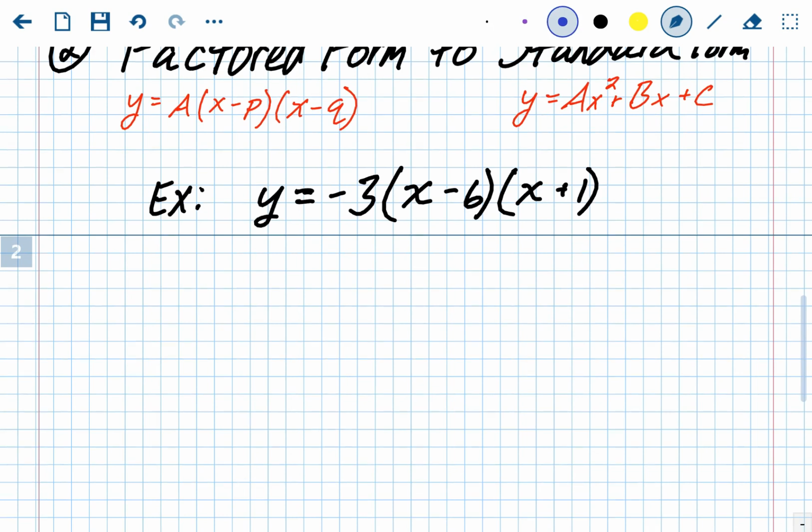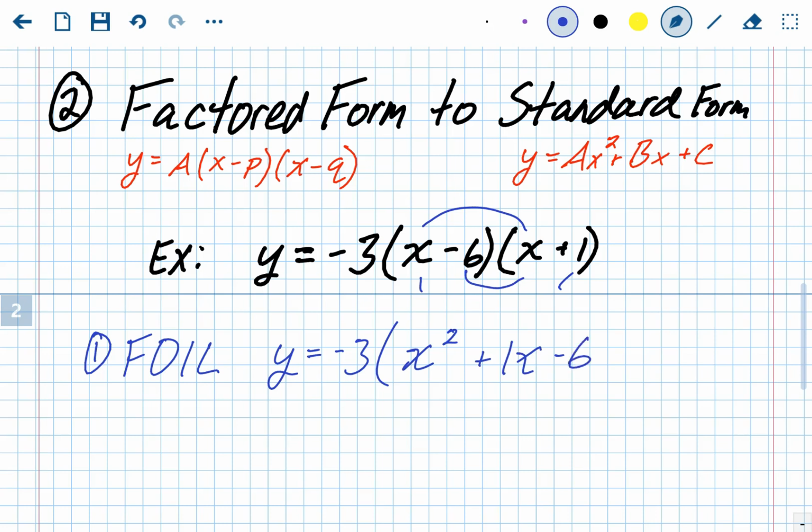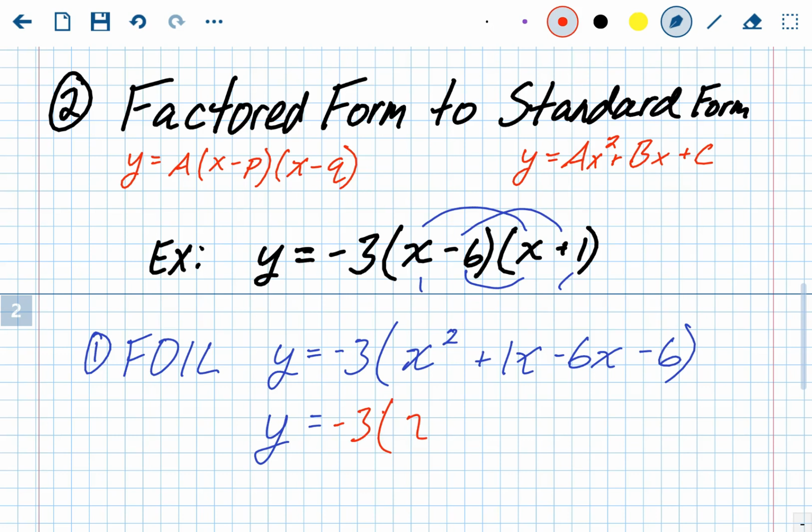Your first instinct is probably correct again, which should be to FOIL the two binomials and leave everything else the same. So we've got y equals negative 3 times: first, x squared; outside is 1x; inside is negative 6x; last is negative 6. Combine like terms. The only thing we combine is the 1x and negative 6x, the inside and outside. Again, most of you can probably skip that first step and just do it in your head.